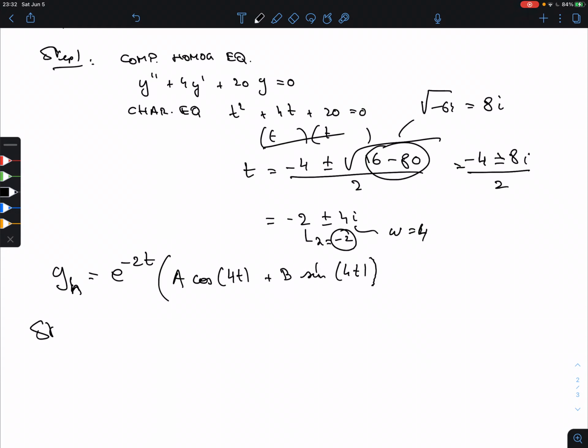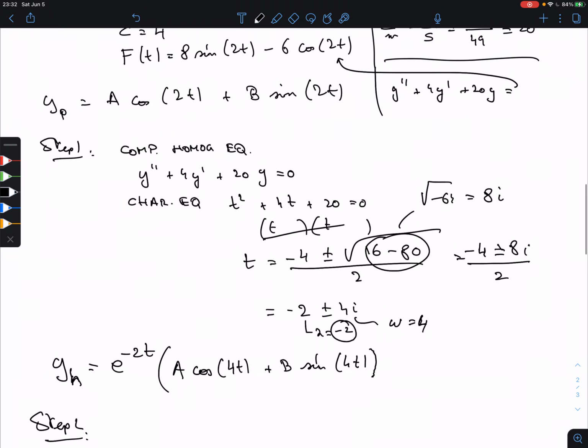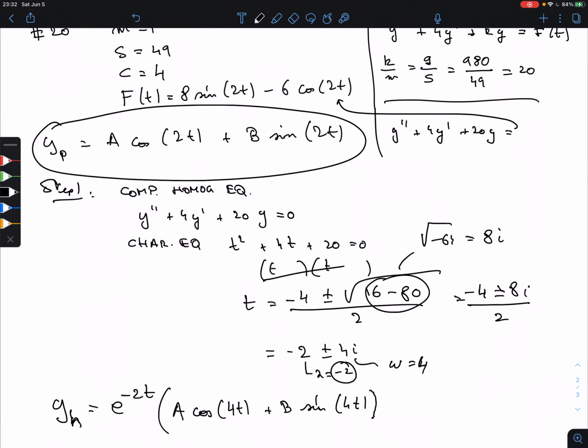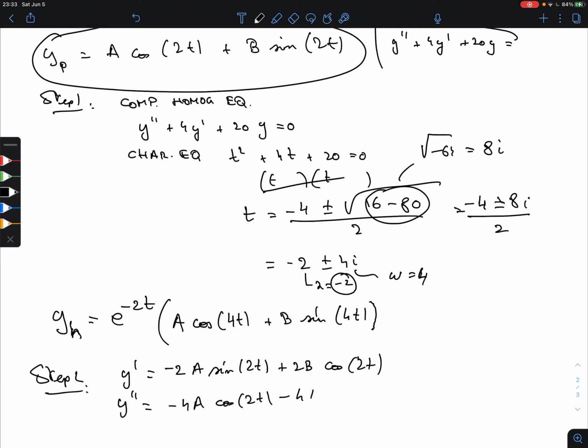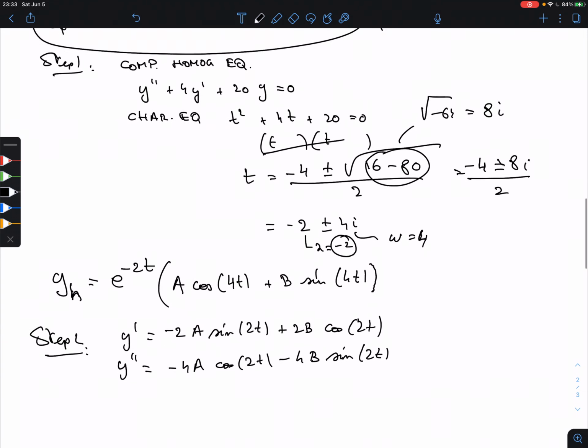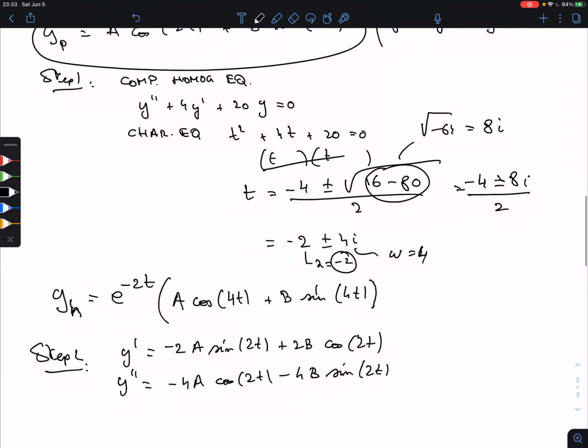Okay. Step 2. I already said what our particular solution looks like, so let's start taking derivatives. y prime is minus 2A sine 2t plus 2B cosine 2t, and then y double prime is minus 4A cosine 2t minus 4B sine 2t. Okay, and so what is the thing? We have to do y double prime.